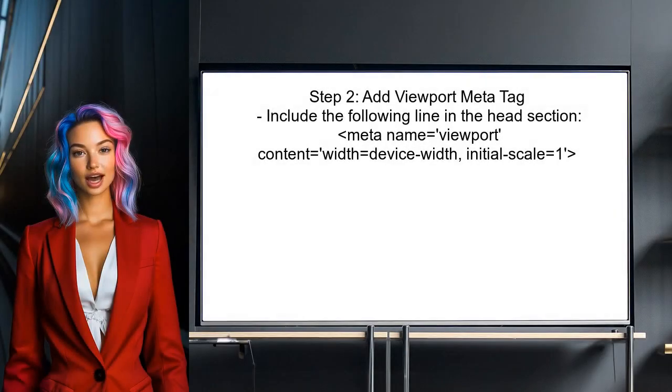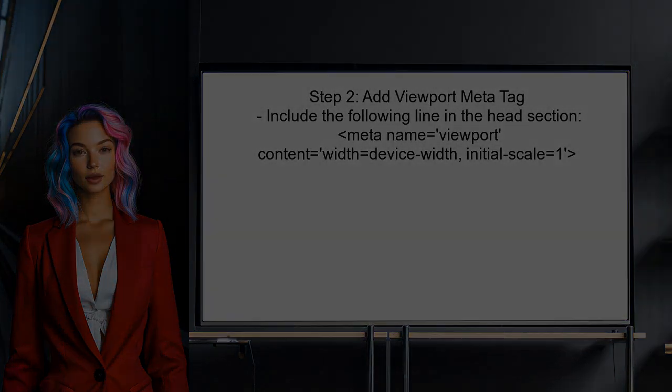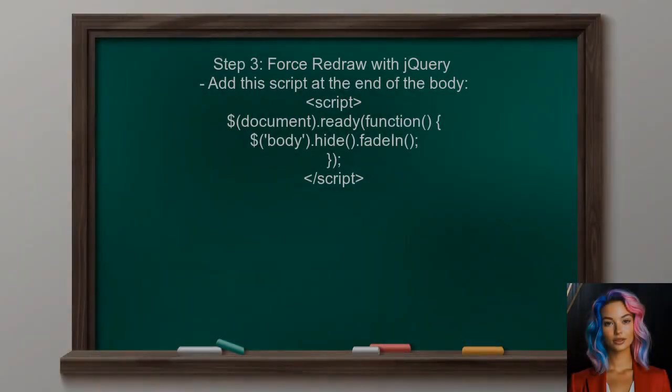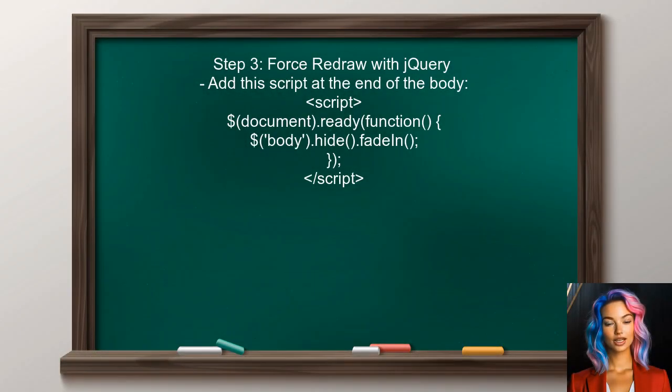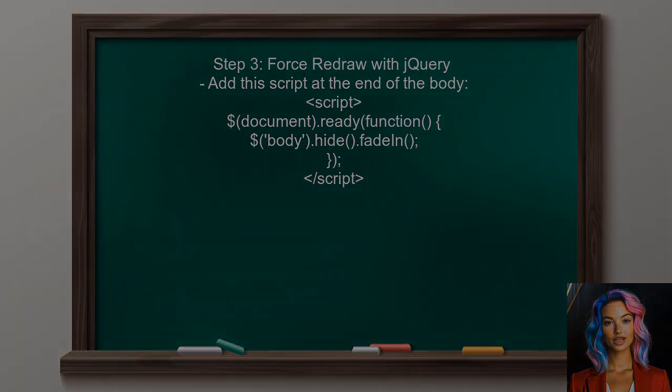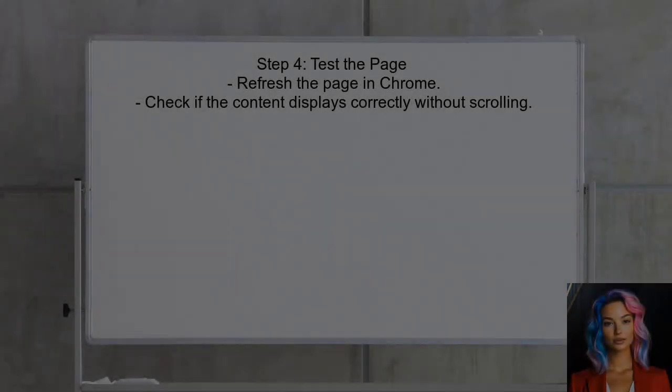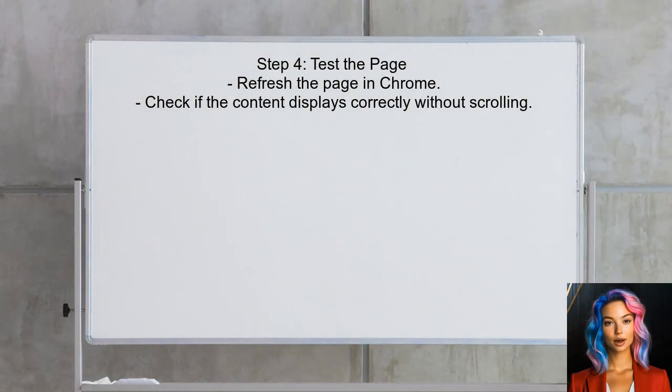Next, the user should modify the HTML structure slightly. Adding a viewport meta tag can help with rendering issues in Chrome. After that, the user can implement a simple jQuery function to force a redraw of the page when it loads. This can help mitigate the blank screen issue. Finally, the user should test the page again in Chrome after making these changes. This will help determine if the issue has been resolved.